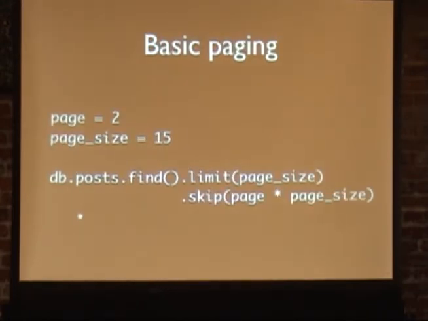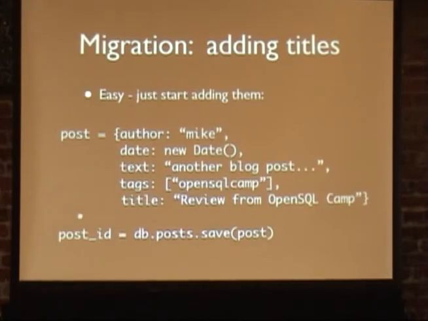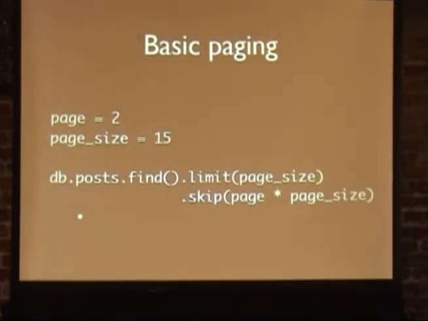Here's how you do basic paging. You just apply a limit and a skip based on what page number you're on. If you do paging with the skip, it looks to me like you're actually retrieving all the posts and then limiting them and then skipping them. Okay, sorry.